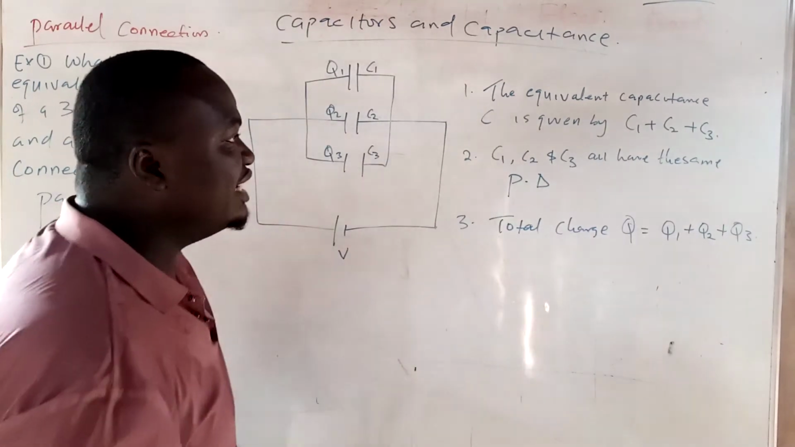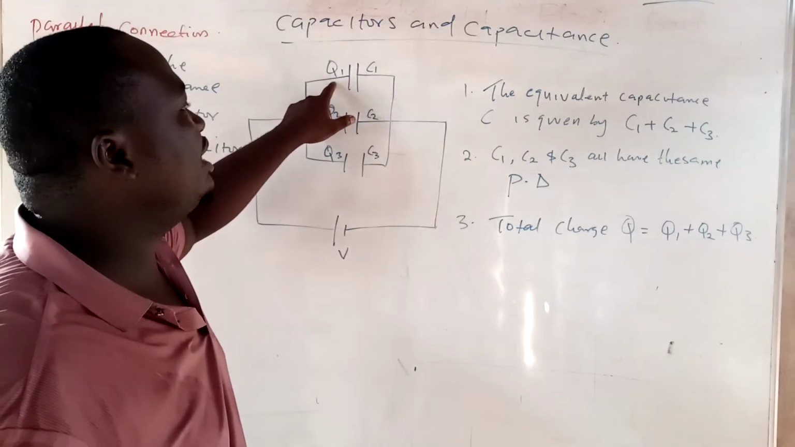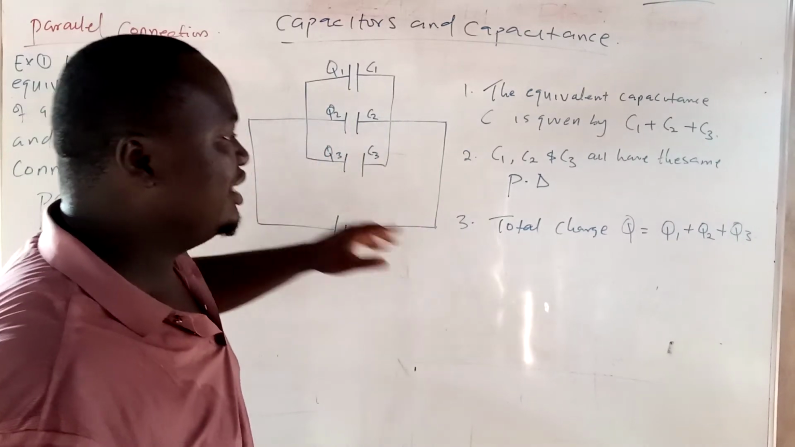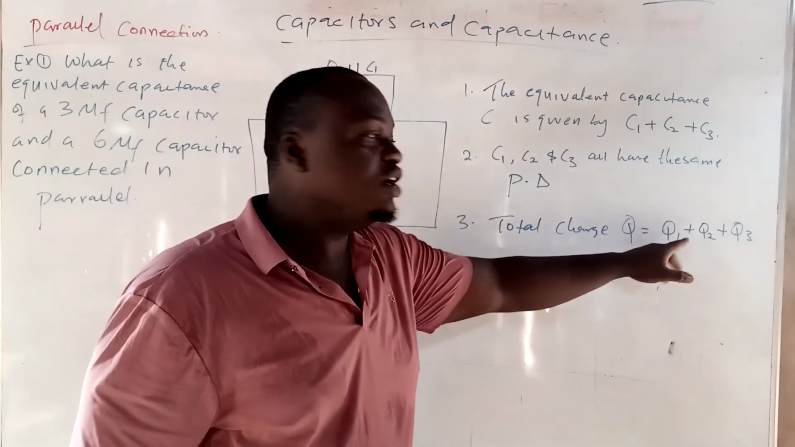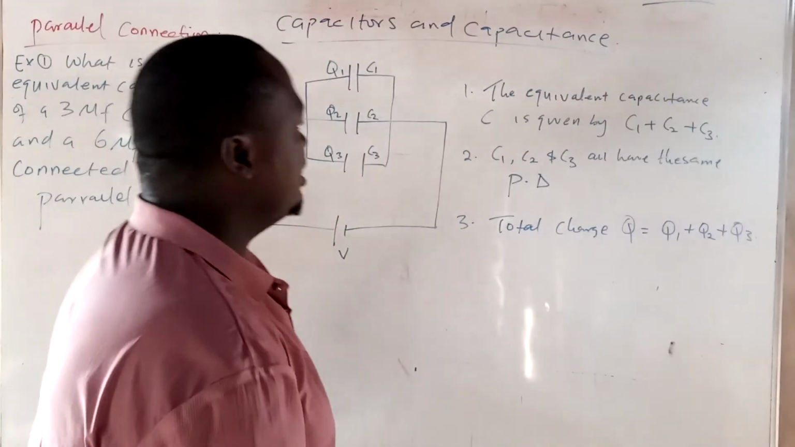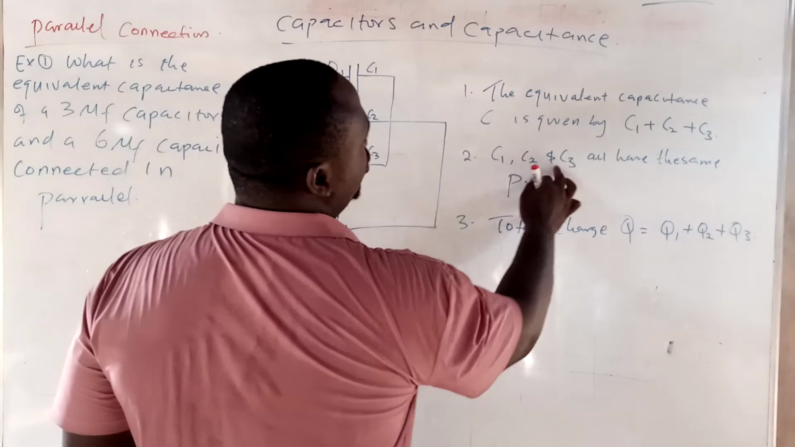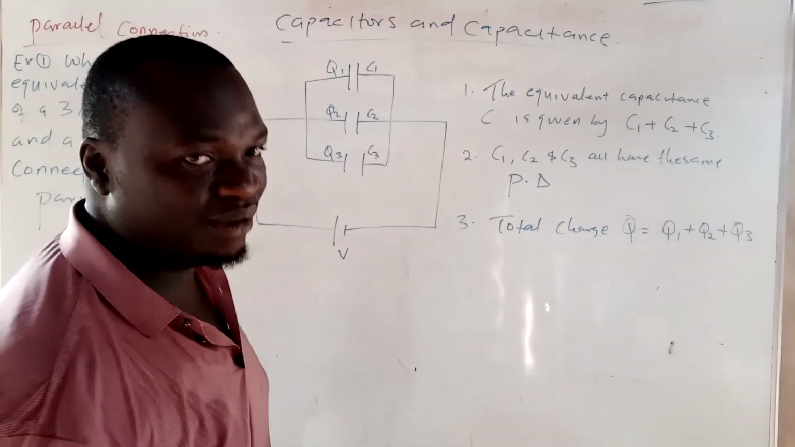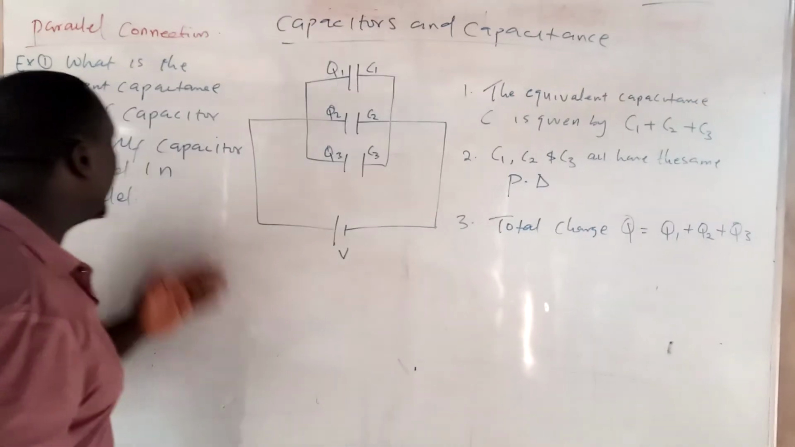But the charge that is in C1 is not the same as the charge that is in C2. It's not the same charge that is in C3. And that is why I said the total charge is Q1 plus Q2 plus Q3. And that C1, C2, and C3 have the same potential difference. Please write it down. It's very important.